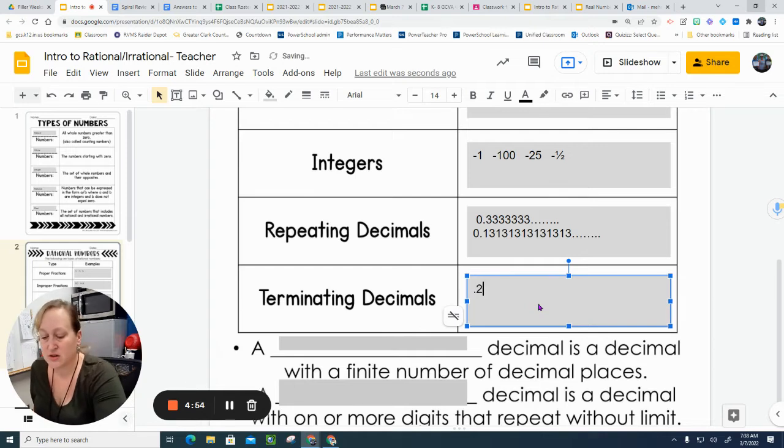Terminating decimals are decimals like 0.25 or 0.182. They end, okay? So those terminate. Terminate means they end.